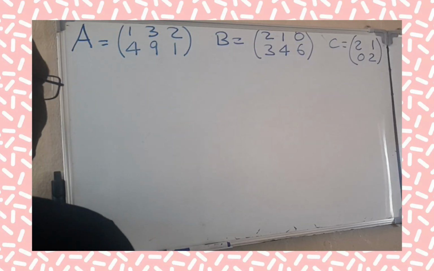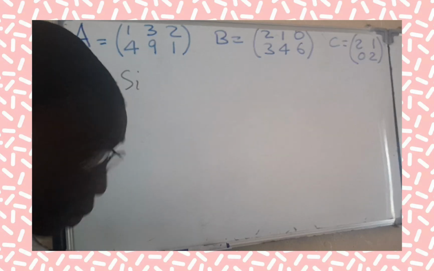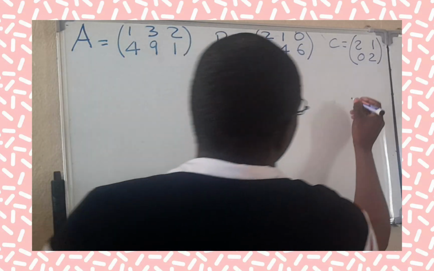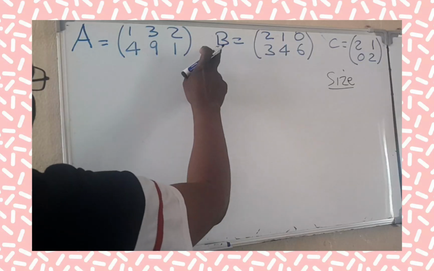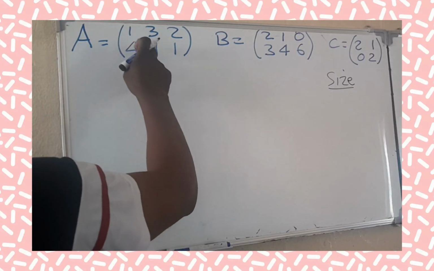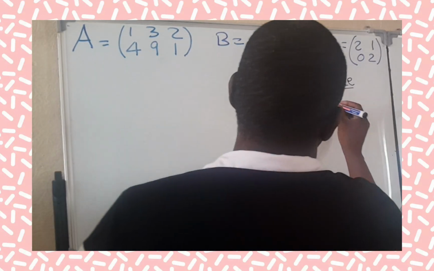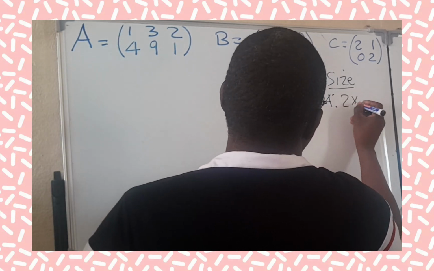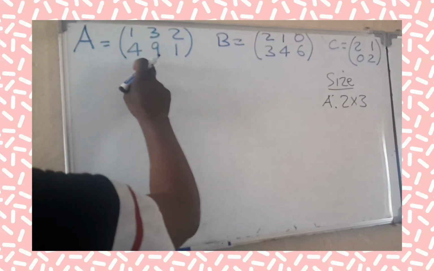Let's talk about the size of a matrix. Maybe I should write at the corner here because I'm going to perform the calculations somewhere here. So, what is the size of a matrix? It is the number of rows and the number of columns. Matrix A has 2 rows and 3 columns, so A is said to be a 2 by 3 matrix, meaning it has 2 rows and 3 columns.